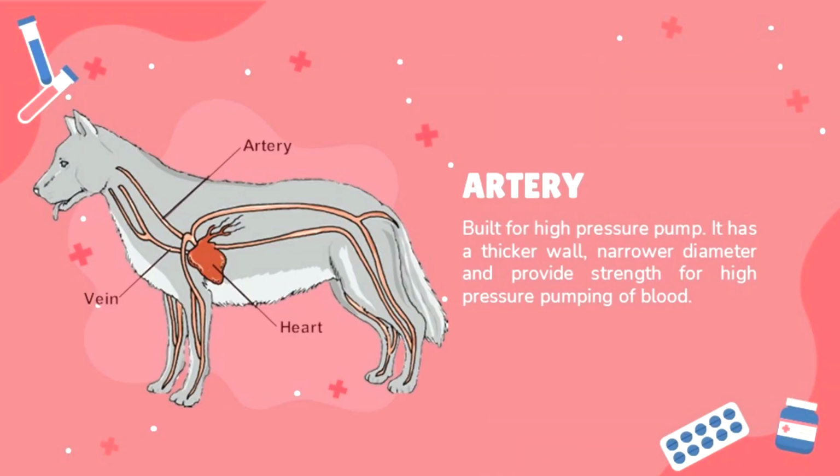Next is artery. Built for high pressure pump, it has a thicker wall, narrower diameter, and provides strength for high pressure pumping of blood. Arteries are strong muscular blood vessels that carry oxygen-rich blood from the heart to the body. They handle a large amount of force and pressure from the blood flow but don't carry a large volume of blood. The arteries are found in all parts of the body except in the hair, nails, epidermis, cartilage, and cornea.